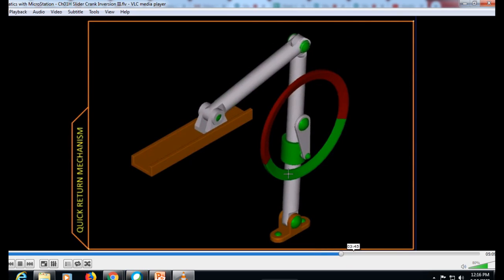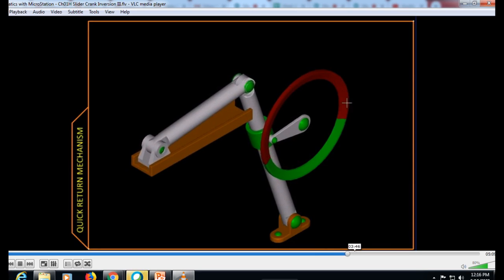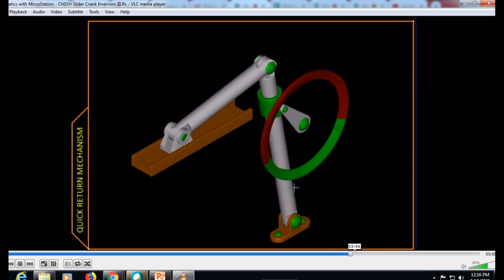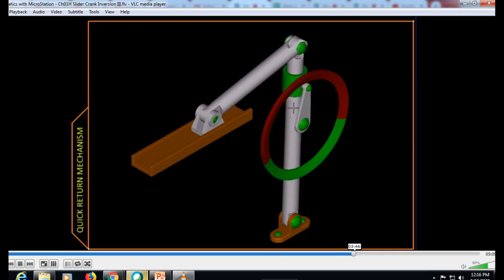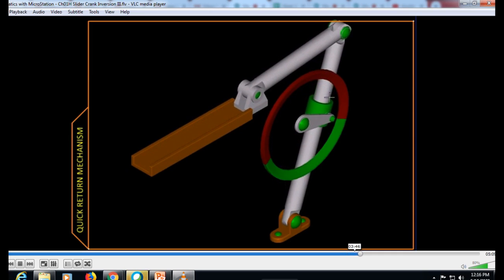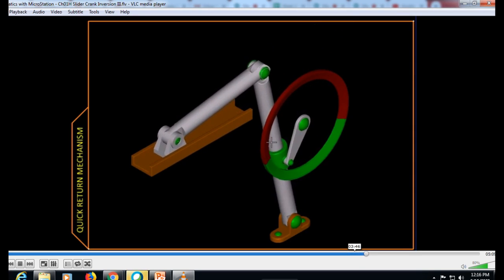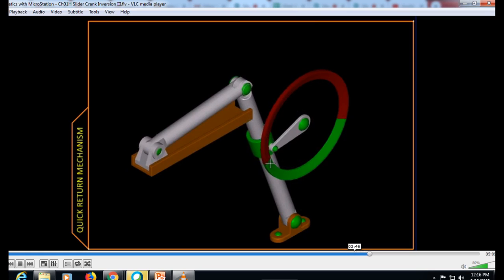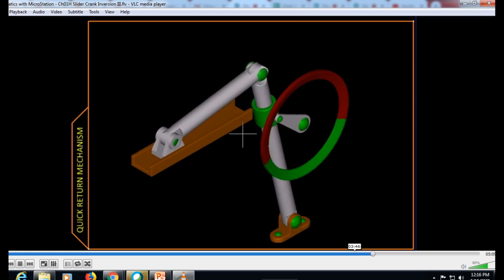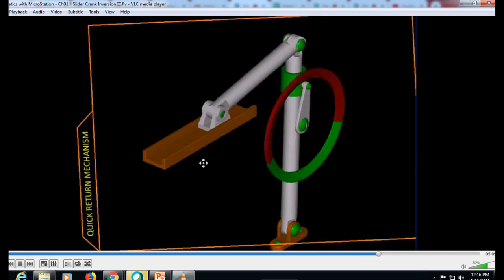So you can see the animation there. The red color will show you the forward stroke, which is a larger angle, and then green will be the return stroke. The return stroke will be faster. Instead of a slot, we have used a cylindrical lever, and instead of the slider, we have a sleeve which slides on it. But essentially the characteristic of the mechanism remains the same.